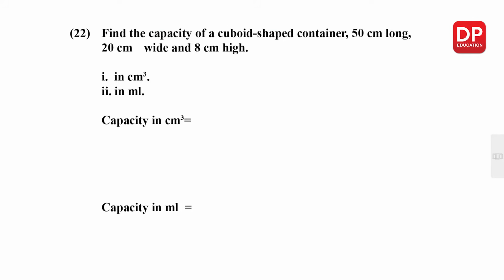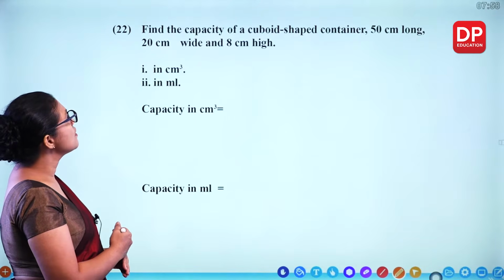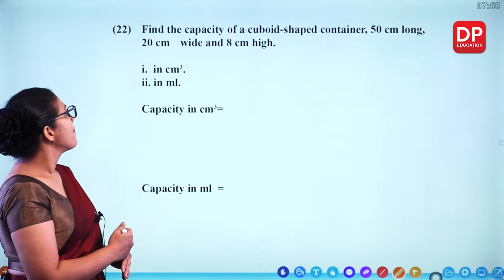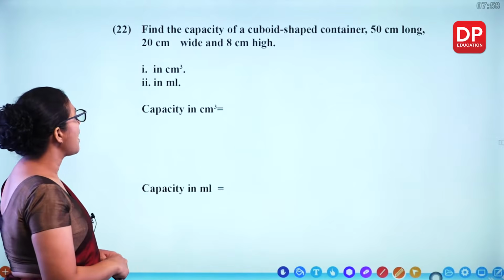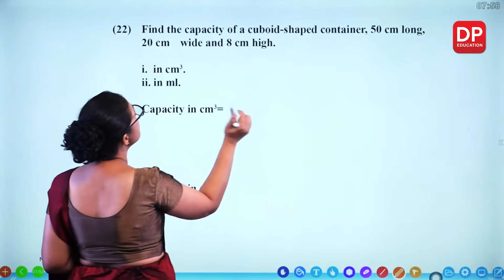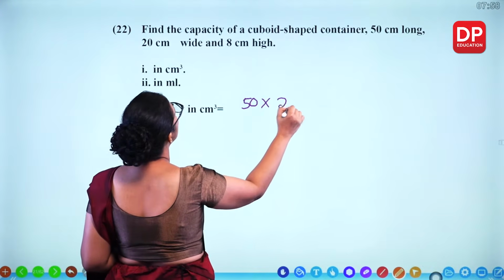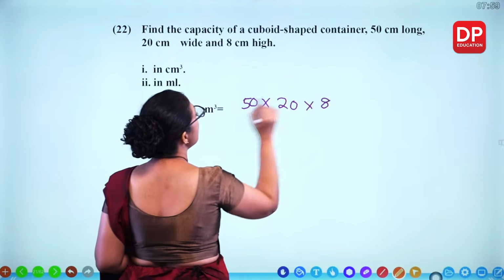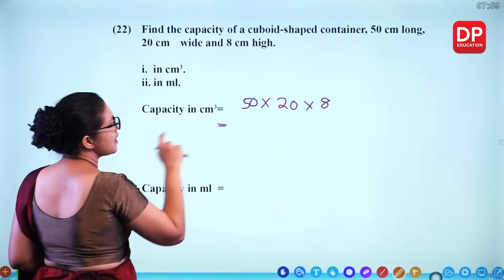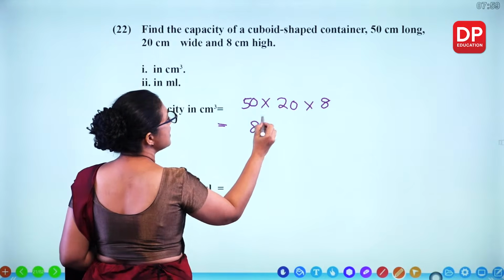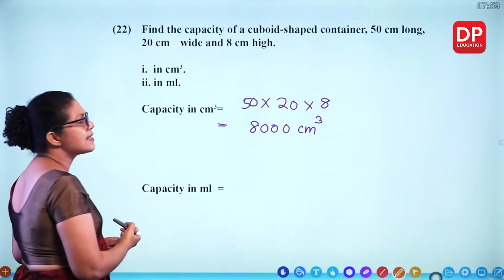Find the capacity of a cuboid shaped container, 50 centimeters long, 20 centimeters wide and 8 centimeters high, first in cubic centimeters and then in milliliters. So capacity in cubic centimeters is length 50, width 20 and height 8. So 5 times 2 is 10. 10 times 8 is 80, and put 2 zeros. So that's 8,000 cubic centimeters.